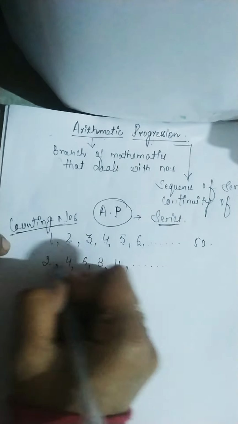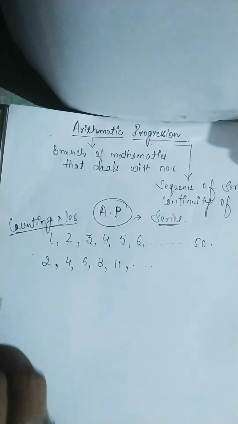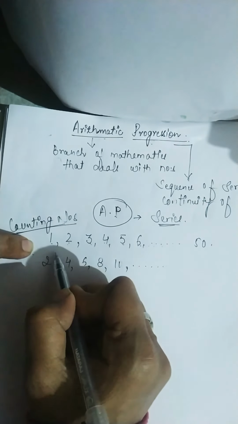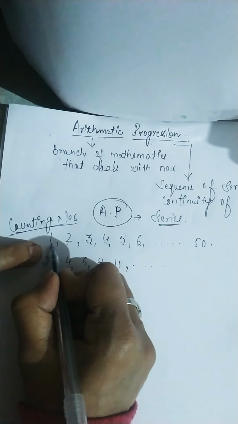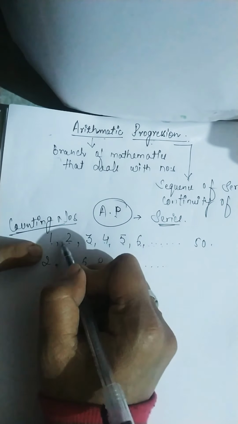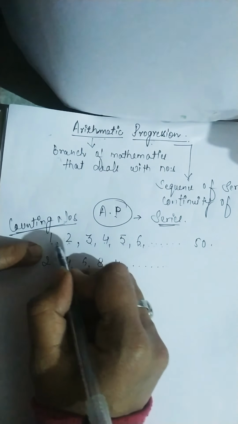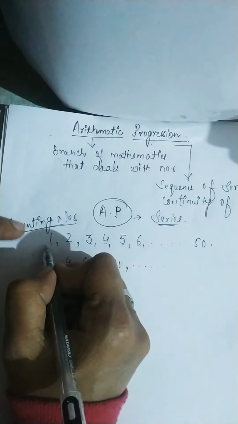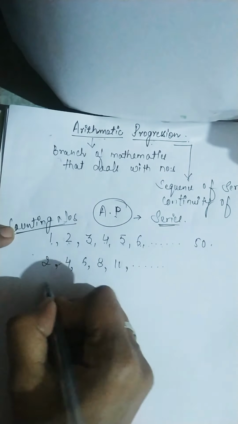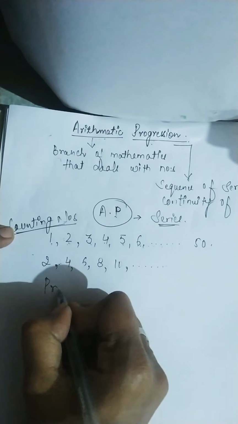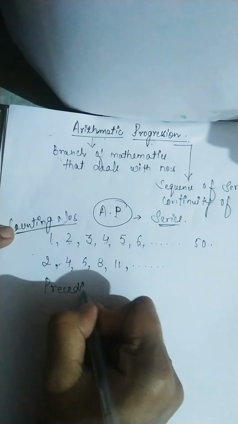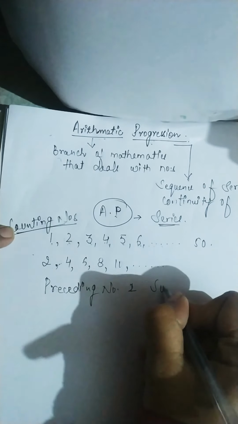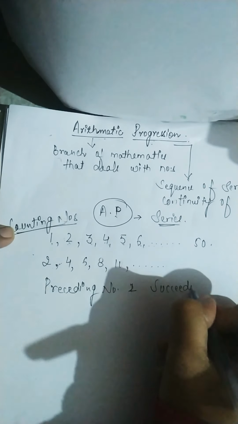So what are you noticing here? In fact, the main motive here is to give you the idea of what is the main thing that is common between these two series. These are the series of numbers here. Okay, let me introduce you to another term, that is preceding number and succeeding.